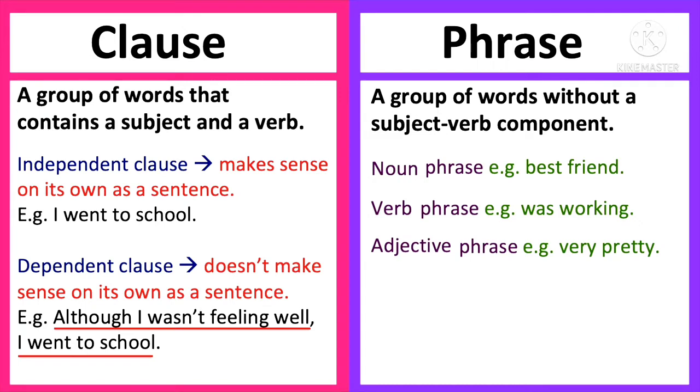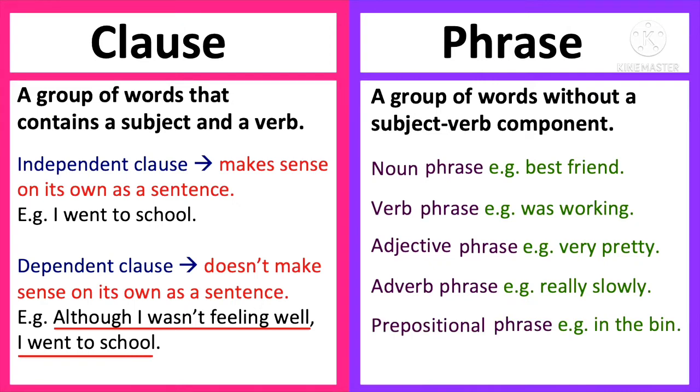Adverb. An adverb modifies a verb, an adjective, or another adverb. An adverb tells us how often, where, or when. An example of an adverb phrase is really slowly. Lastly, a preposition describes a place, time, or direction. An example of a prepositional phrase is in the bin.